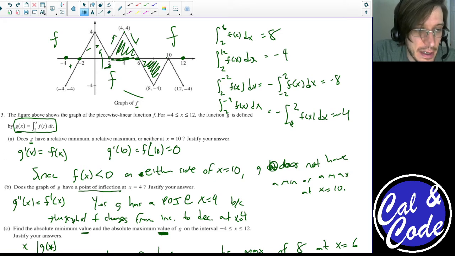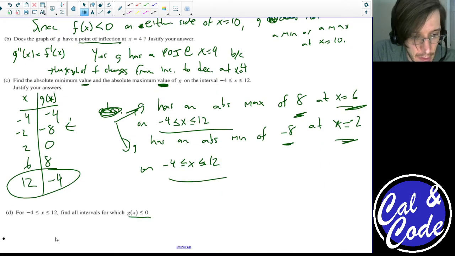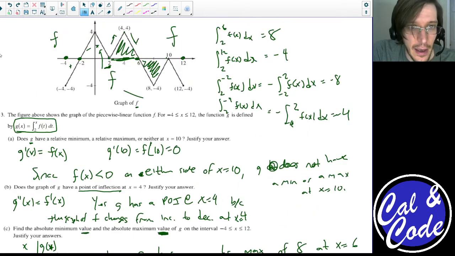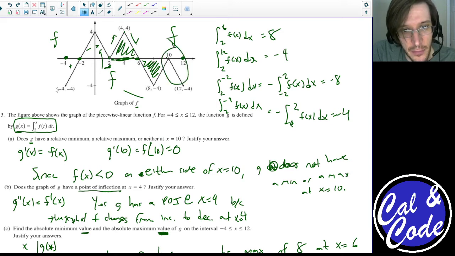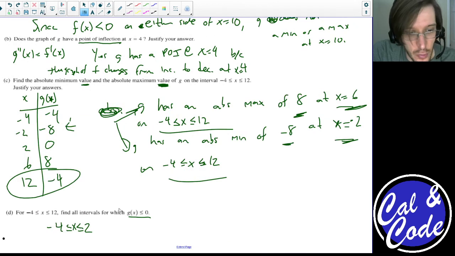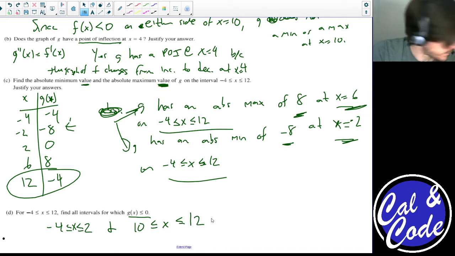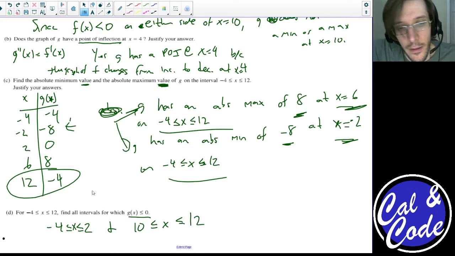So basically I already know that from negative 4 to 2, I know I'm negative, but I also have a place after that where I've got to get negative. And you remember, this plus this was 0, and then everything after that was negative, so also from 10 to 12 must also be negative.